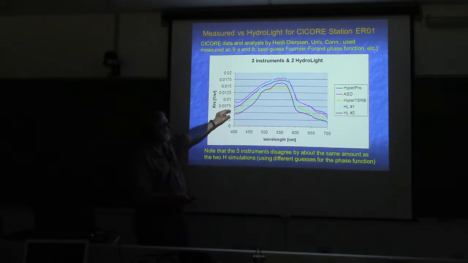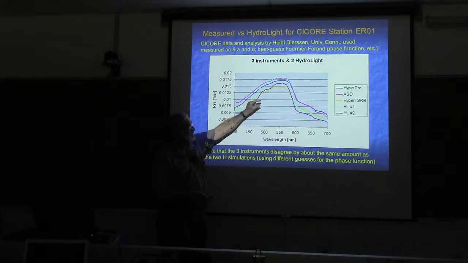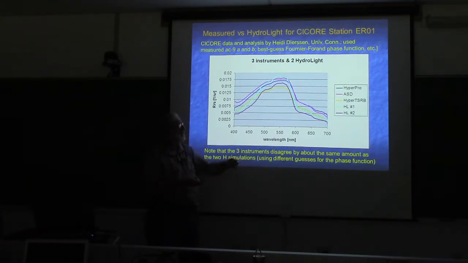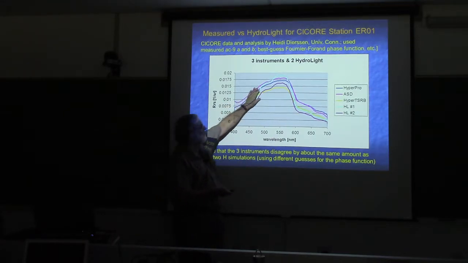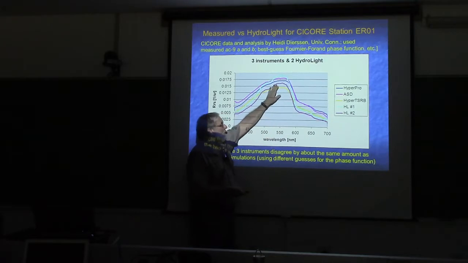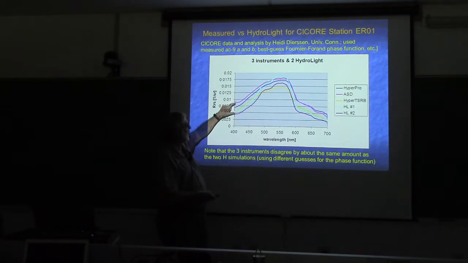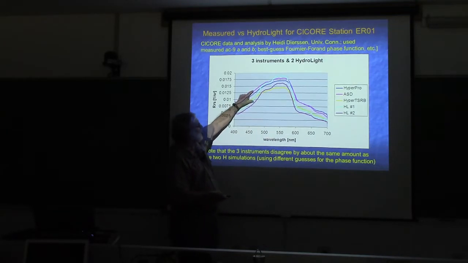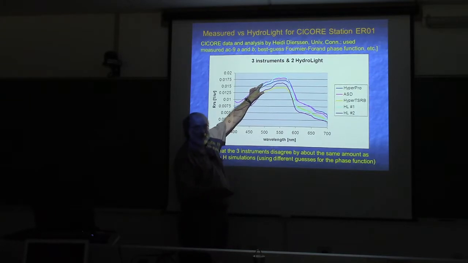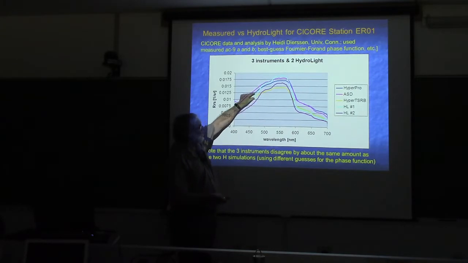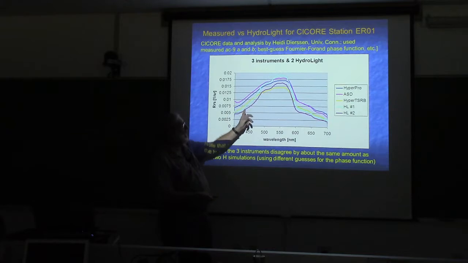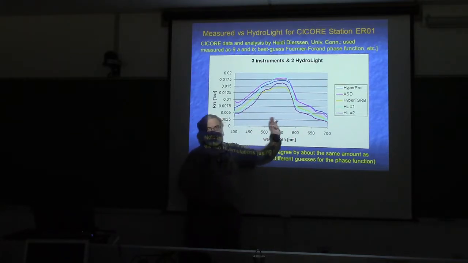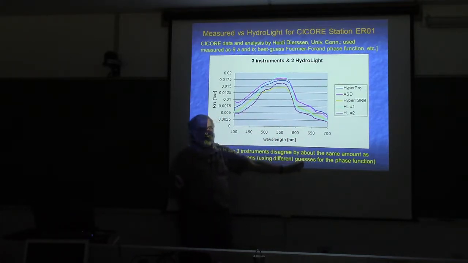And so there's differences in the Hydrolite runs because they use different phase functions, and they're more or less in the middle of the measurements. So there's just as much variability here from the 3 different instruments as there are from the 2 different Hydrolite runs. And this kind of agreement is as good as you're ever going to do in our field.